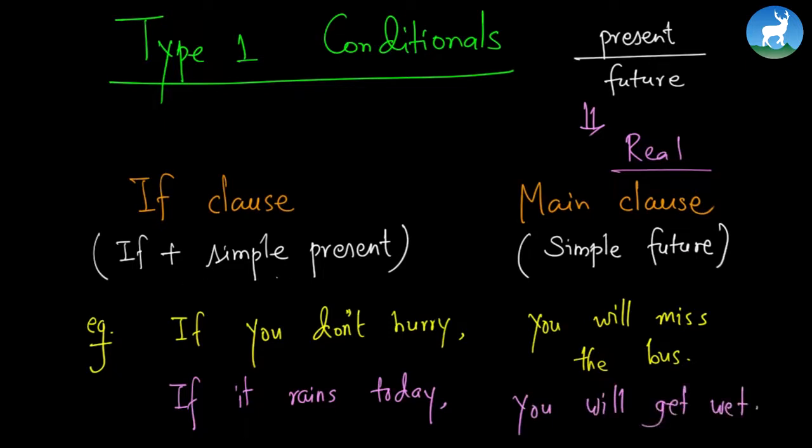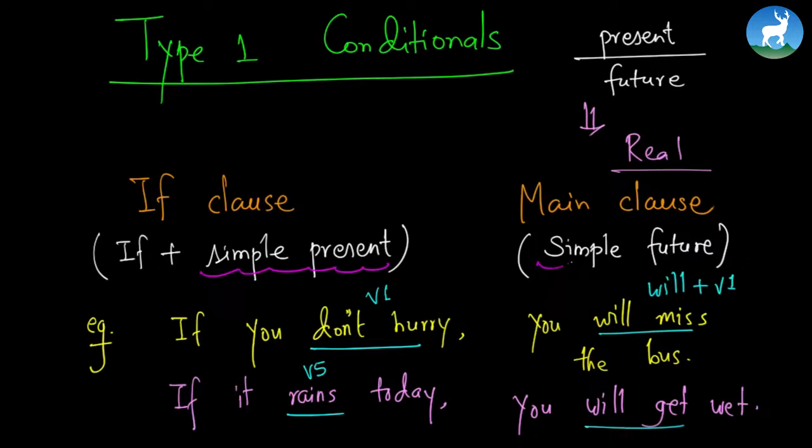So if plus simple present followed by simple future. If plus simple present again, or V1. Here we have a V5 followed by simple future. So simple will plus V1, right? So this is the basic structure: if plus simple present followed by simple future in the main clause. Don't forget the comma. If the main clause is used in the front side, we don't need to use the comma, right? So that is type 1 conditional.